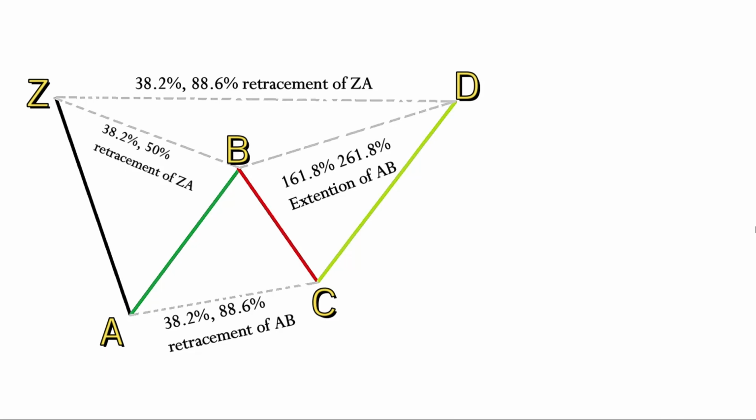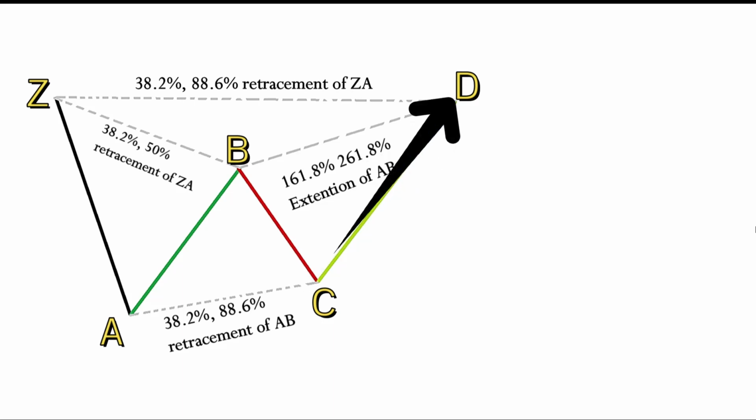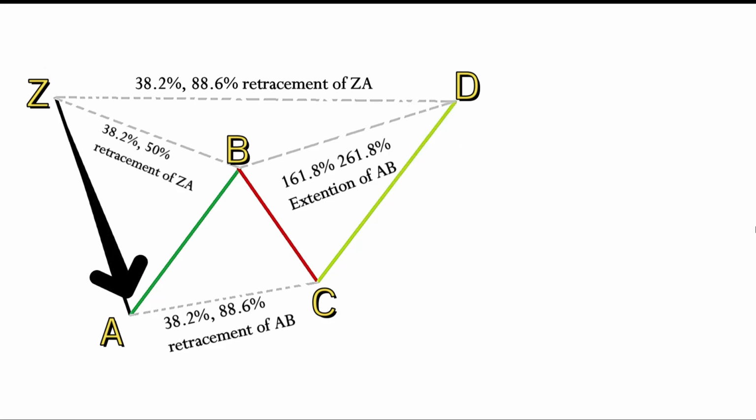Bullish and bearish versions are the same. Move AB should be 0.382 or 0.500 retracement of move ZA. Move BC can be either 0.382 or 0.886 retracement of move AB. If the retracement of move BC is 0.382 of move AB, then CD should be 1.618 extension of move BC. Alternatively, if move BC is 0.886 of move AB, then CD should be 2.618 extension of move BC. CD should be 0.886 retracement of move ZA. Now probably you understand why they are called harmonic patterns, as they are all made from the golden ratio.